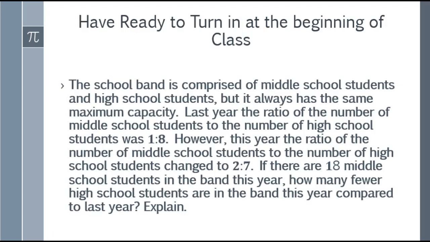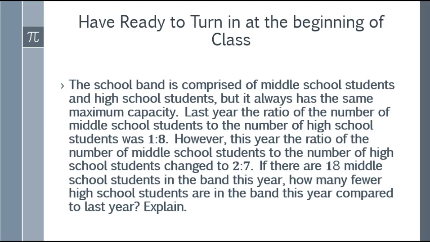Have ready to turn in at the beginning of class. The school band is comprised of middle school students and high school students, but it always has the same maximum capacity. Last year, the ratio of number of middle school students to number of high school students was 1 to 8. However, this year, the ratio changed to 2 to 7. If there are 18 middle school students in the band this year, how many fewer high school students are in the band this year compared to last year?